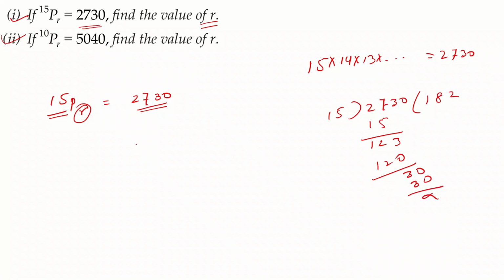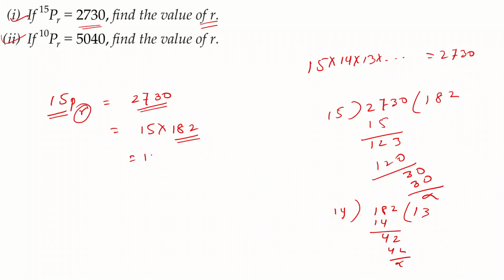Alright, so we have 2730 as 15 times 182. Now you divide this by 14. So 182 divided by 14, because we have to write it in the form of 15 times 14 times 13. So we have to see how many steps we are getting. 14 ones are 14, 14 threes are 42. So we can write this 182 as 14 times 13, and here we are done, right?